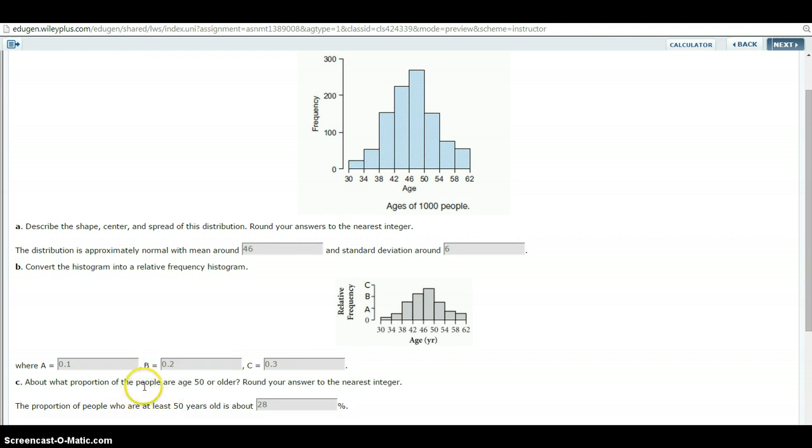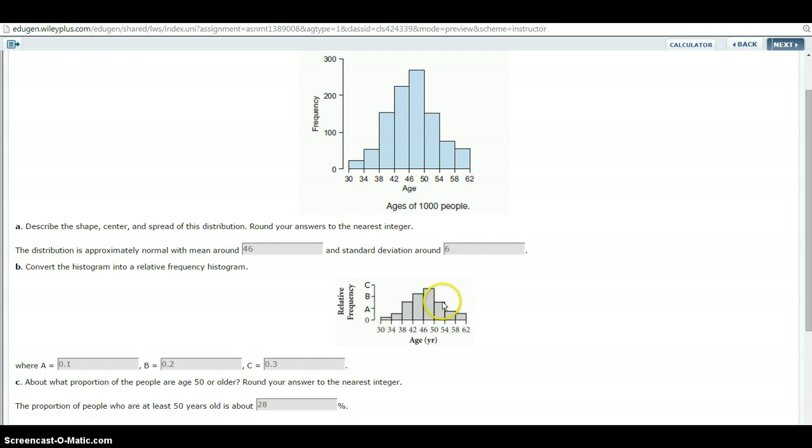And then, what proportion of the people are age 50 or older? Whenever you see this "about," you know that we're looking for some kind of visual estimate just to get a feel for the data. We don't have to do an actual calculation. So we're looking at 50 or older. Notice that this is the line for 50. So we're going across here. That looks like it's going to be about 0.15. Remember, the A is 0.1 and B is 0.2. So about 0.15 right there. Here we're going to come in a little under the A, so let's say maybe 0.08.